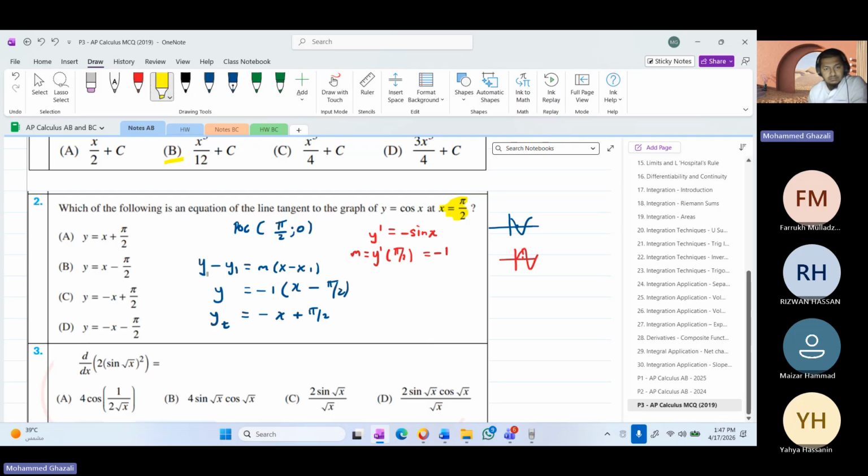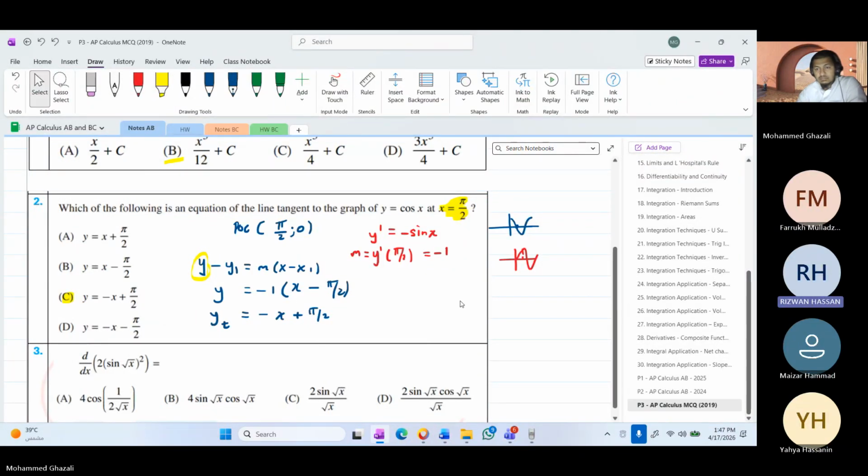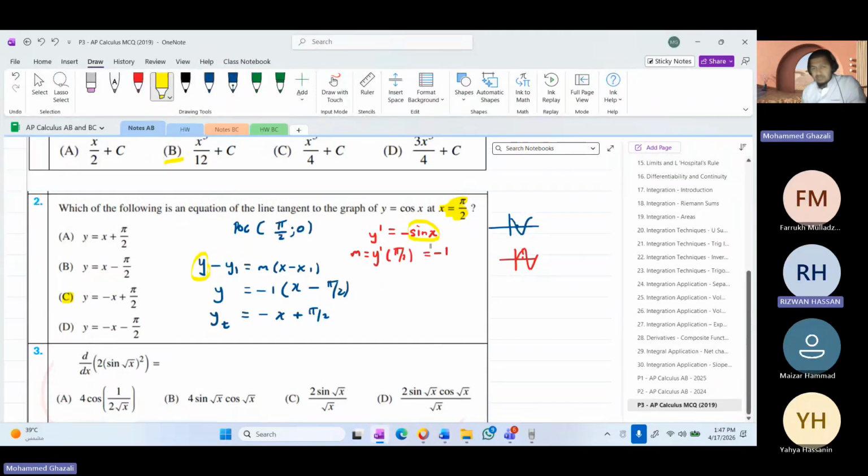Are we good? Yes, so negative x, C1. I'm not looking at a negative sine graph, I'm looking at the sine x graph, the normal sine graph. I'm substituting pi by 2 inside, and if I substitute pi by 2, I get 1. So the negative remains there, negative 1.